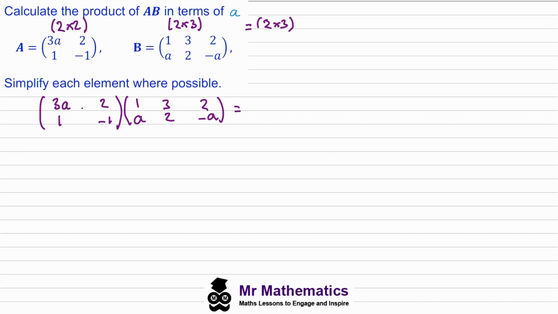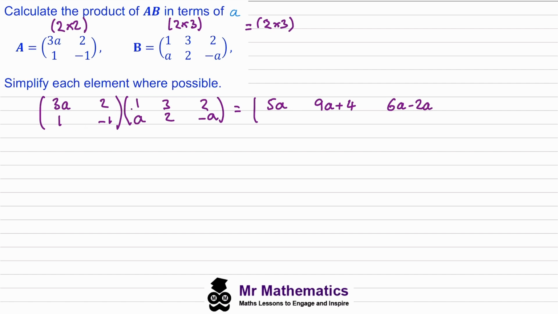So we'll have the first row multiplied by the first column. So 3A times 1 plus 2A will give us 5A. And then the first row times the second column. 3A times 3 is 9A. And then the 2 times the 2 will give us 4. Then we'll have the first row times the third column. So we'll have 3A times 2, 6A. And then the 2 times the -A, so -2A.